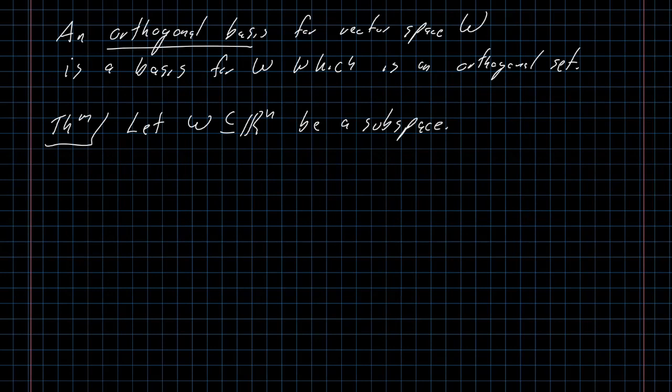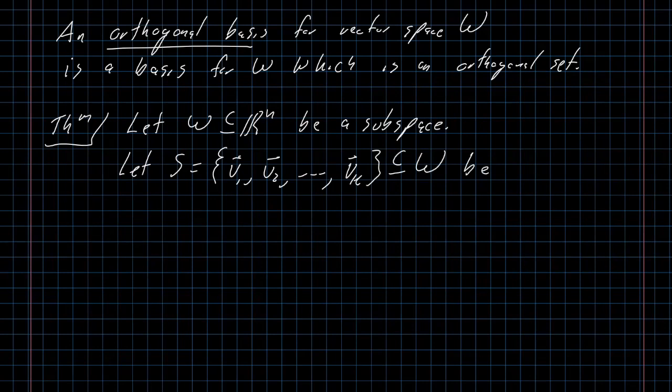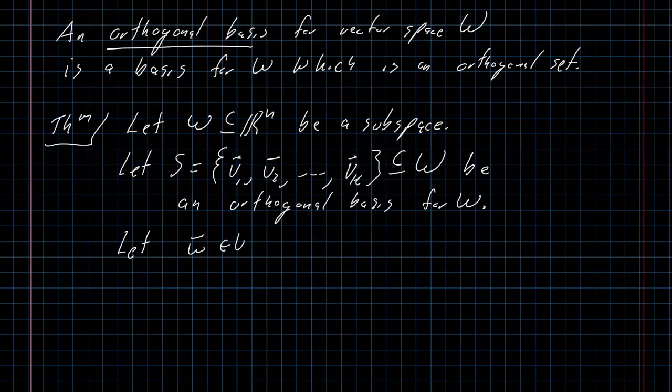Let's let W be a subspace of Rn. Let's let our set S, which is still going to be V1, V2, all the way down to Vk, and we want this to be an orthogonal basis for W. And the last thing we want is an arbitrary vector little w in vector space W.